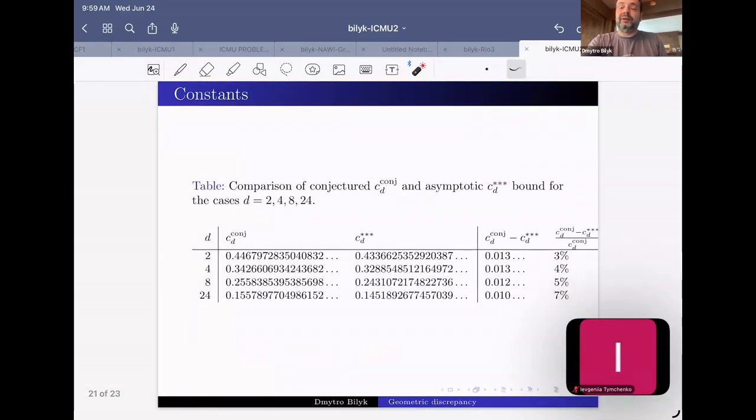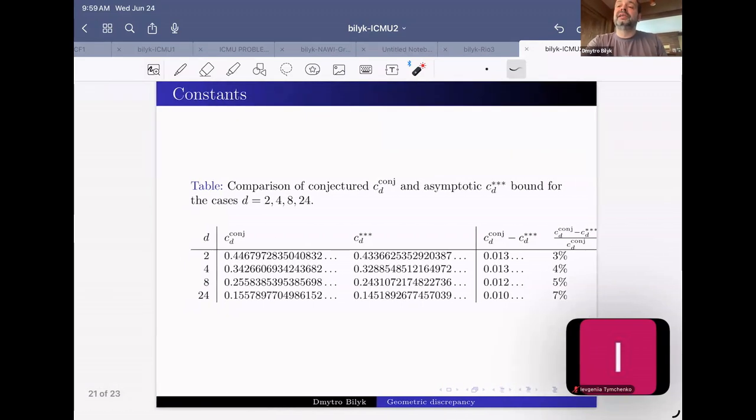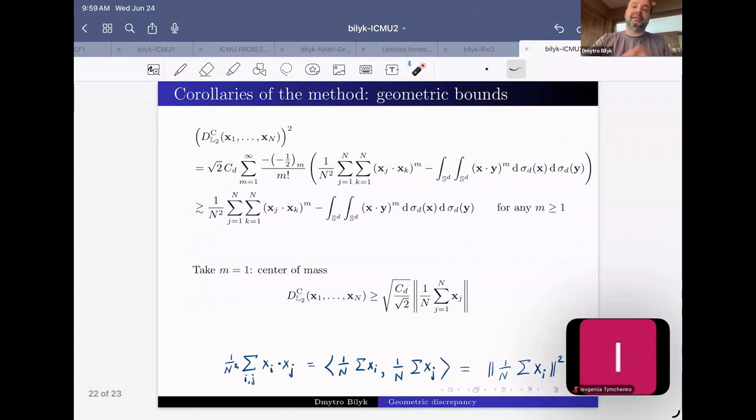As I mentioned, I will not go into details, but there are some conjectures about the constant, and this method gets you very close to those optimal constants in the conjectures. And in the last minute, I'll just mention some geometric corollaries from these inequalities from this proof.